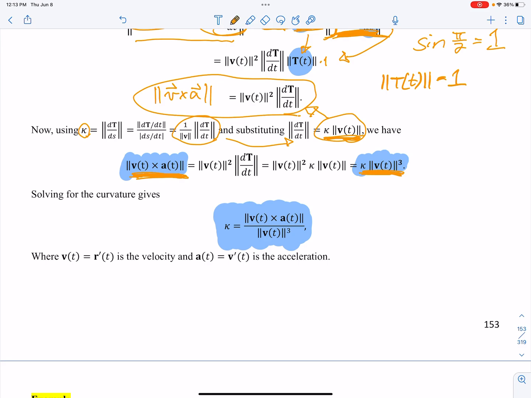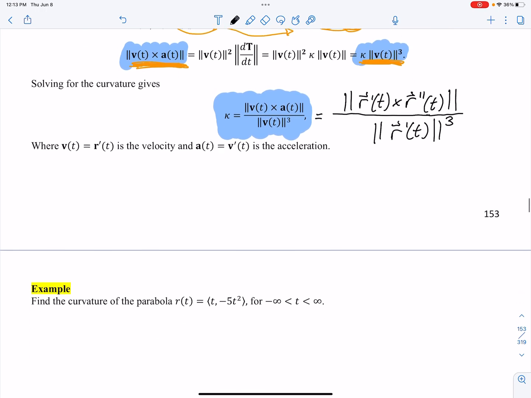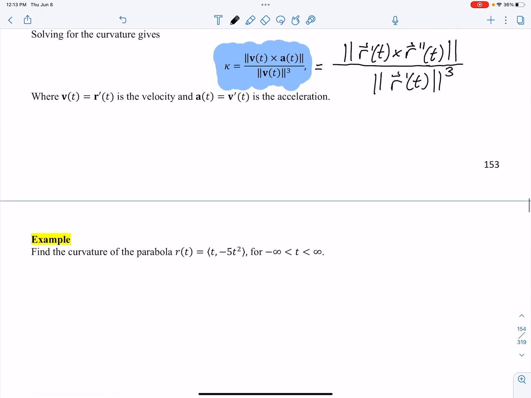I'm going to give you another definition here. This is typically what books give. They'll do the magnitude of r prime of t crossed with r double prime, because that's acceleration, and then they'll do the magnitude of r prime of t to the third. That's what you'll typically see in textbooks. All right, so this is our new formula. We're going to do an example, I think 2 of them, using this.